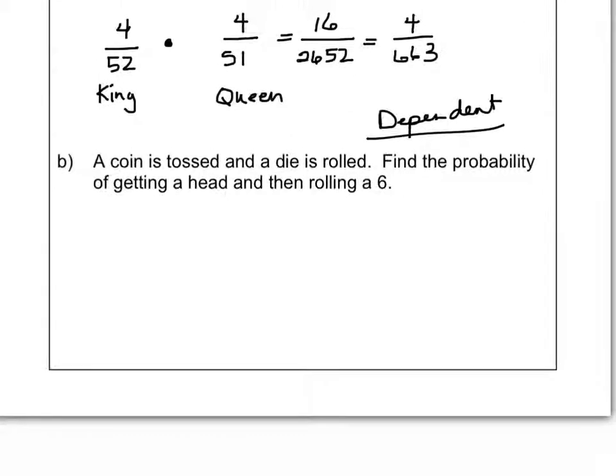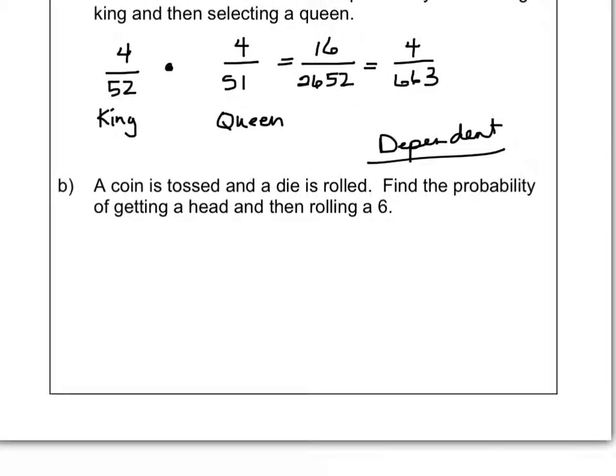So let's take a look at letter B. A coin is tossed and a die is rolled. Find the probability of you getting a head and then rolling a 6. Okay, so the coin, the probability of you getting a head, there's one head on the coin, there's 2 possibilities. Does the coin affect the probability of the die? Does it take anything away from it or anything? No. So for the die that you roll, I want to know the probability of rolling a 6. There's 1 six, there's 6 numbers. I'm going to multiply these guys together. This is 1 out of 12. You have a 1 in 12 chance of flipping a head and then rolling a 6.